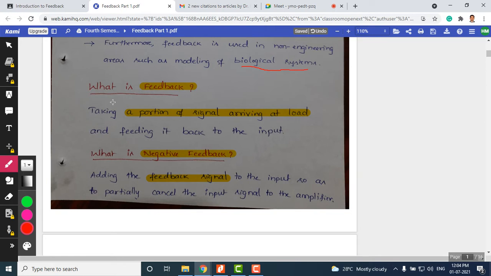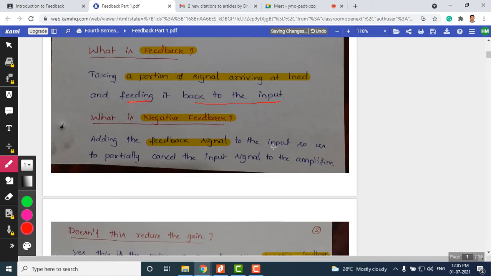What is feedback? We are defining feedback from the electronics point of view. From the electronics point of view, feedback means taking a portion of the signal arriving at the load, or at the output, and feeding it back to the input. That is the basic definition of feedback. We take the output and give it back to the input.